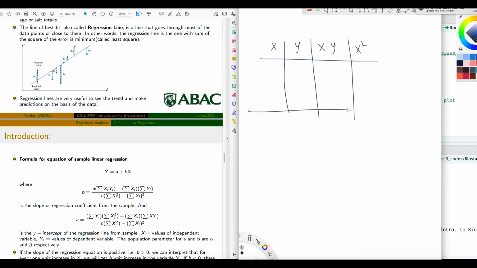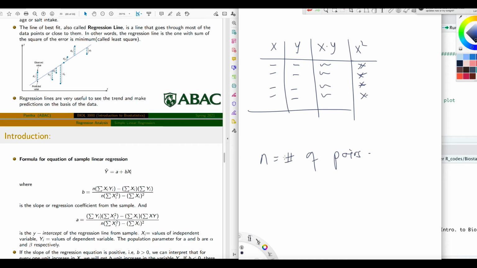Now first of all you need to find out what n is. n is the number of pairs. If you want to do it by hand, then you will have the values here, and other values here. So you need to multiply x and y to find x times y. And then you do x squared, the square of x, like this.